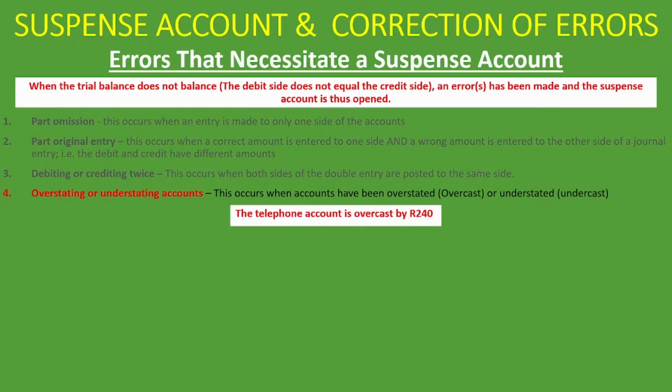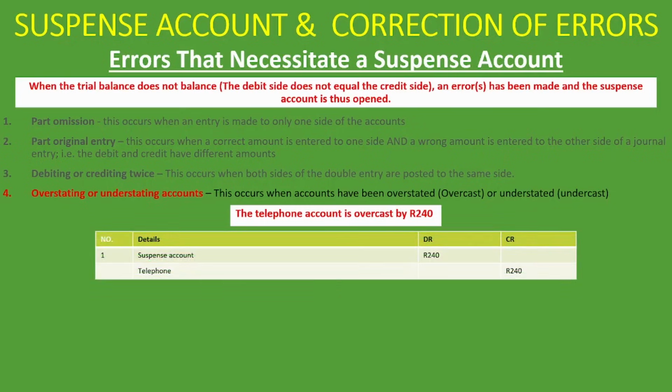So this is the one that would require you to open a suspense account. Okay, so if my telephone account is overstated by 240 rand, I need to reduce my telephone account by 240 rand. I know that my telephone account is an expense account, so I need to credit it for me to reduce it by 240 rand. And what do we debit? Obviously, the suspense account. So here's how it's going to look: debit suspense account 240 rand, credit telephone 240 rand.